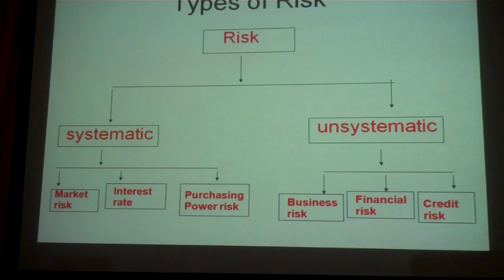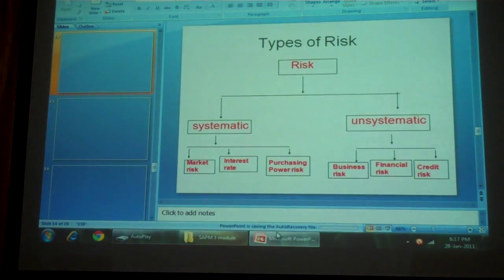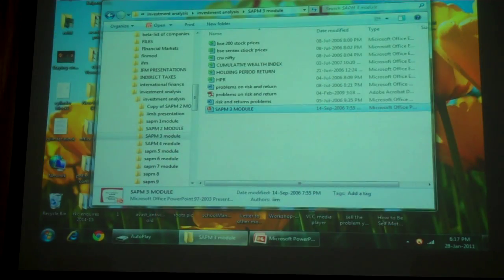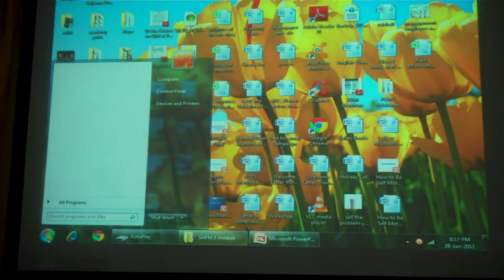So now, let us quickly take an example. We will divide risk into systematic and unsystematic, right? In the calculations, we will see all those exercises in mathematics. Go to an Excel sheet. How do we go to an Excel sheet?